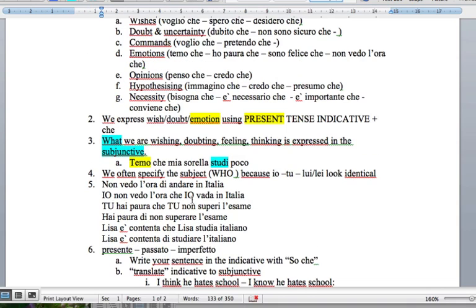So, tu hai paura che tu non superi l'esame? Wrong. Hai paura di non superare l'esame. Lei è contenta che lei studia italiano? No. Lei è contenta di studiare italiano.